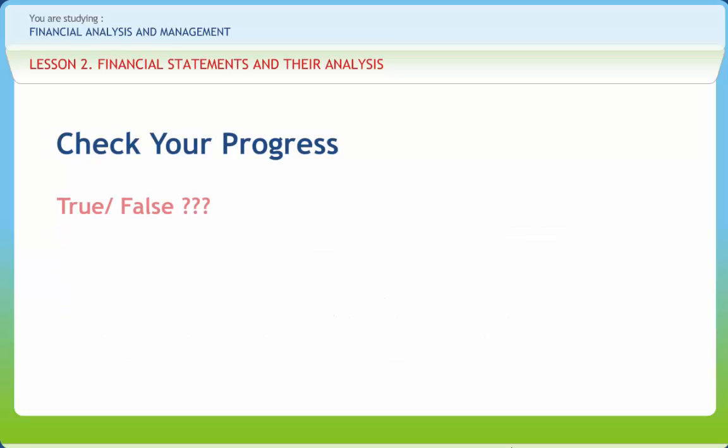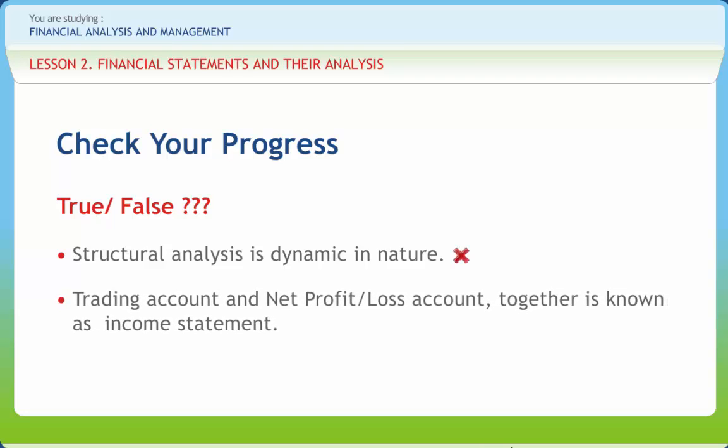If we have understood the various concepts discussed in this lesson clearly, structural analysis is dynamic in nature. Right or wrong? Wrong. Trading account and net profit or loss account together is known as income statement. Right or wrong? Right. Trend analysis is dynamic in nature. Right or wrong? Right.